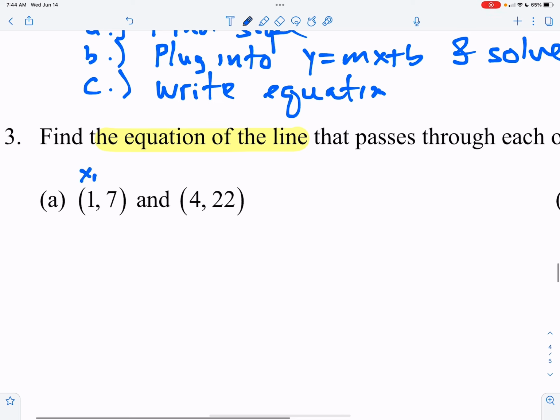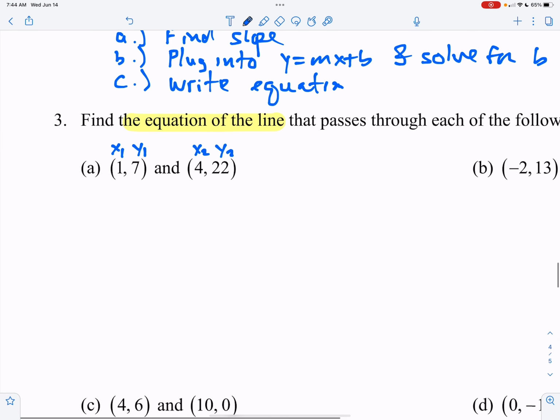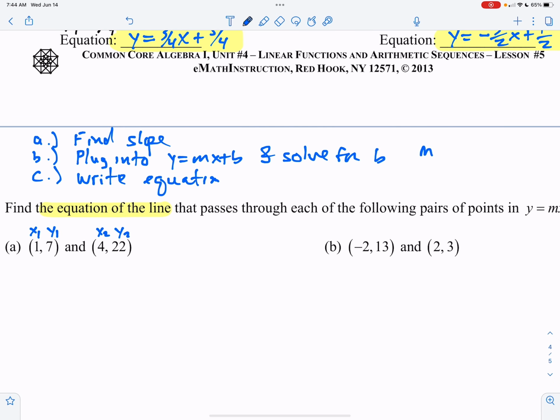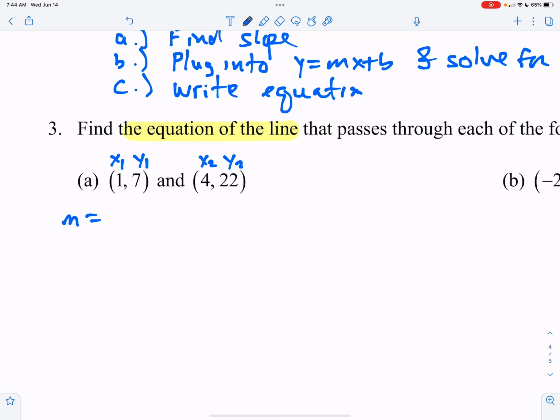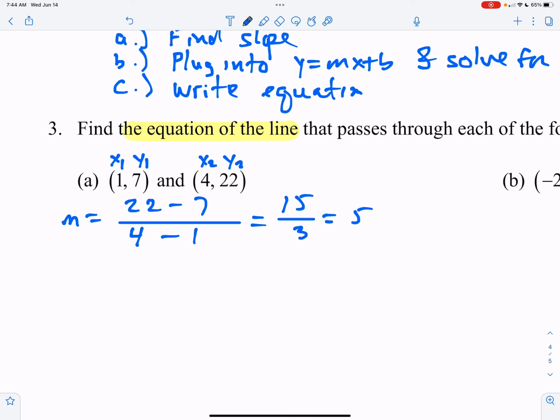Okay, so this is x1, y1, x2, y2. Okay, and our equation for slope, if you recall, is y2 minus y1 over x2 minus x1. Okay, so let's find the slope first. We're going to go y2 minus y1, so it's 22 minus 7 over x2 minus x1, that's 4 minus 1. 22 minus 7 is 15 over 3, which is 5. Okay, so we got our slope.